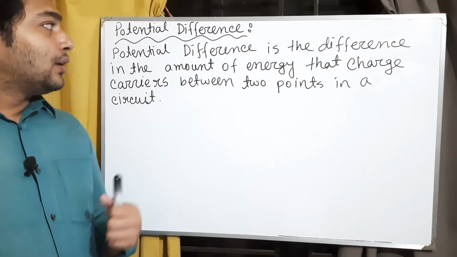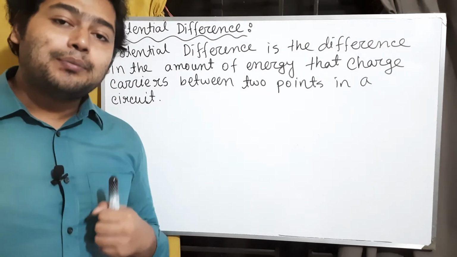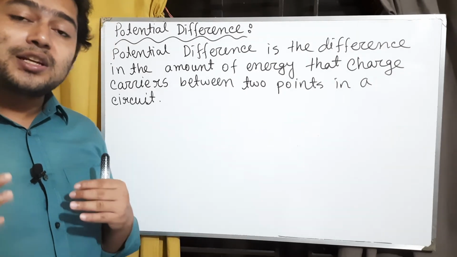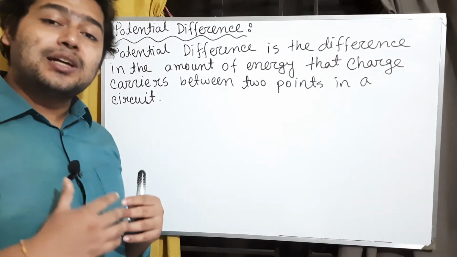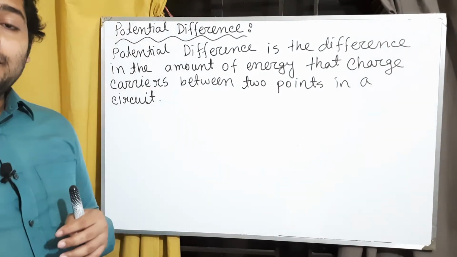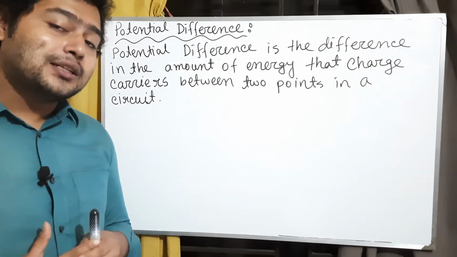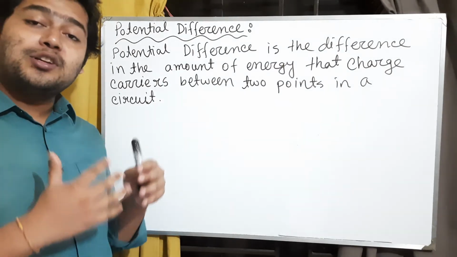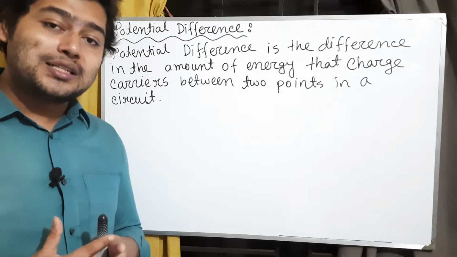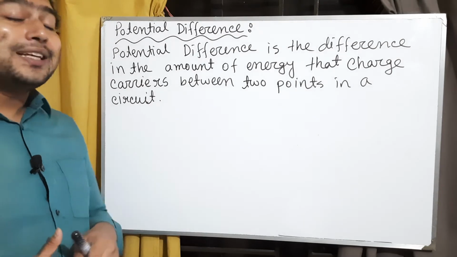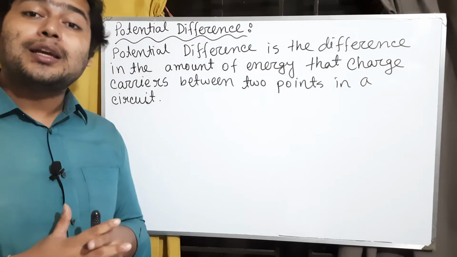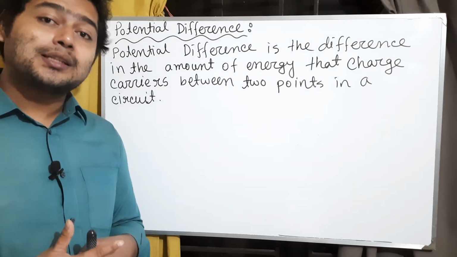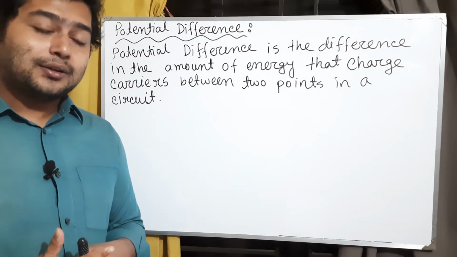For potential difference between 2 points, charges flow from one point to another point. Usually charges flow from high potential area to low potential area. So, for this potential difference, we usually get the flow of charge as well as current electricity.